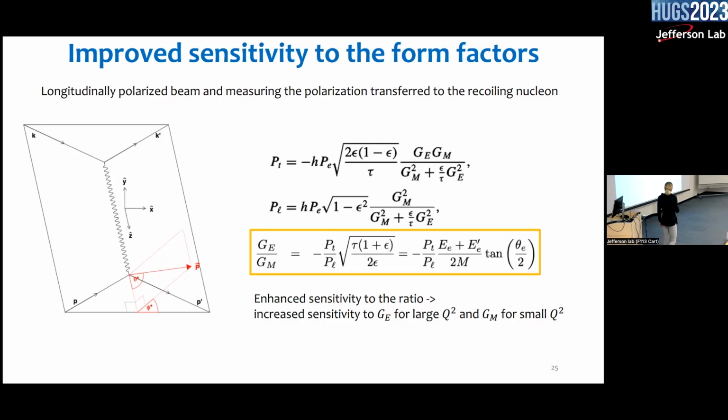What you can measure really, really well is the ratio of GE to GM, and that's what's shown here. This increases your sensitivity to GE for large Q squared, because GM dominates there, and it also increases your sensitivity to GM at small Q squared, where GE dominates. So this is a preferred, much higher sensitivity method.